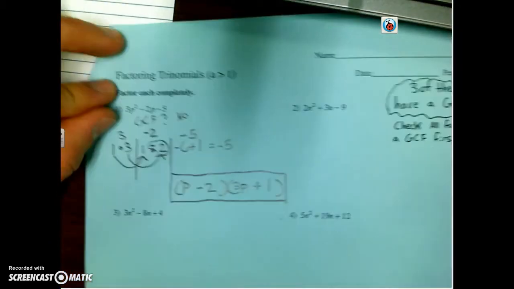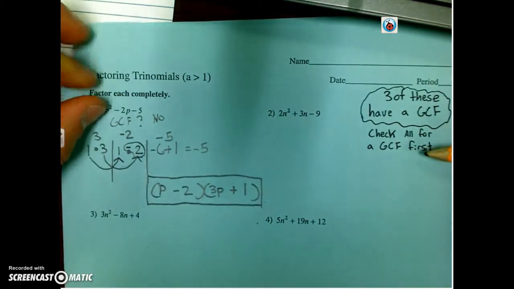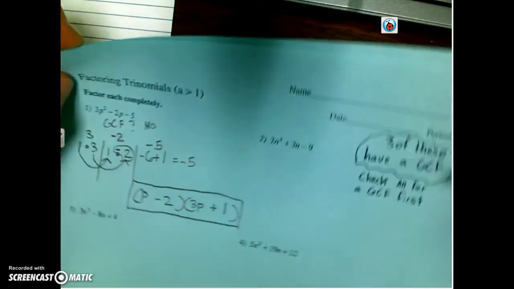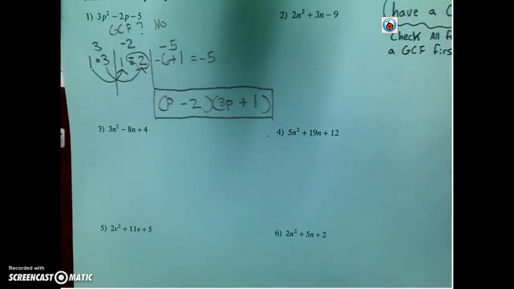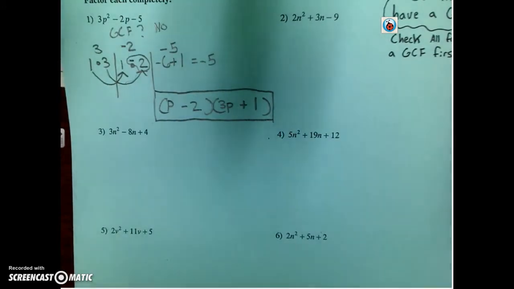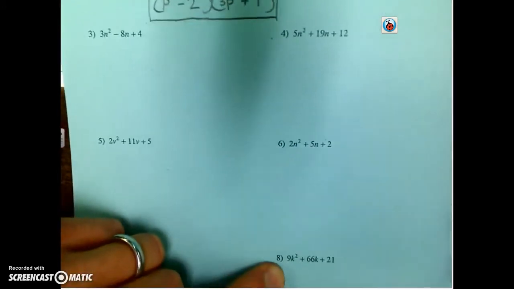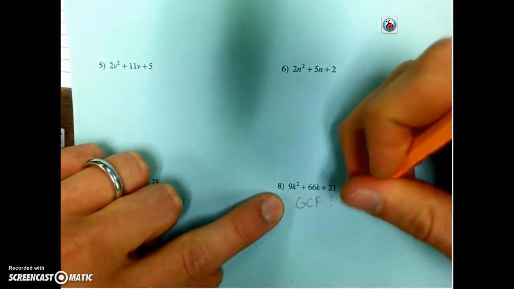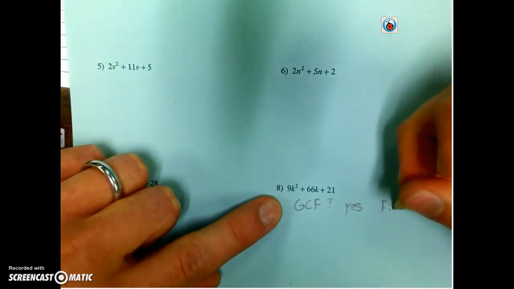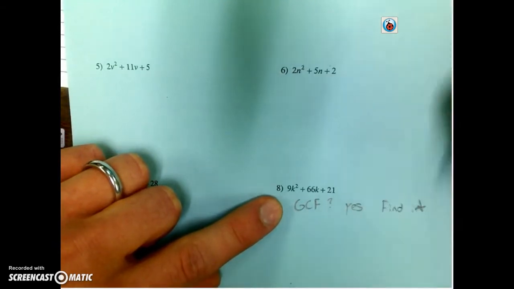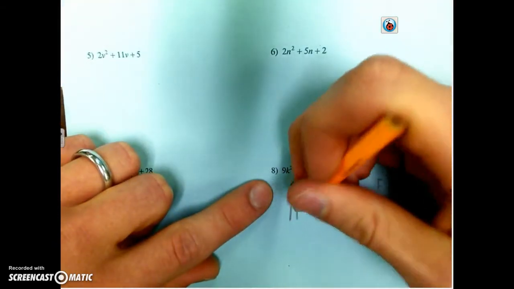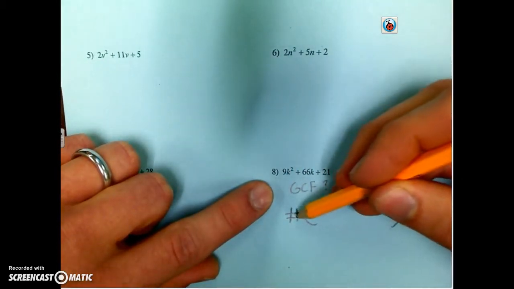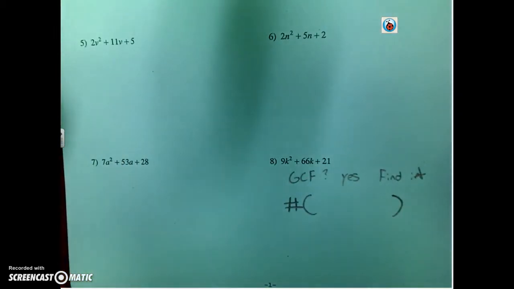Now remember on these, always check for a GCF first. You may get down to some of the other numbers and be stuck thinking, does this have a GCF, yes or no? Otherwise, these shouldn't be too bad for us. So on this one here, on number 8, GCF, yes, find it. After you do this, you should have a number out in front, and everything in here should be divided by that number. That's how our greatest common factor works.